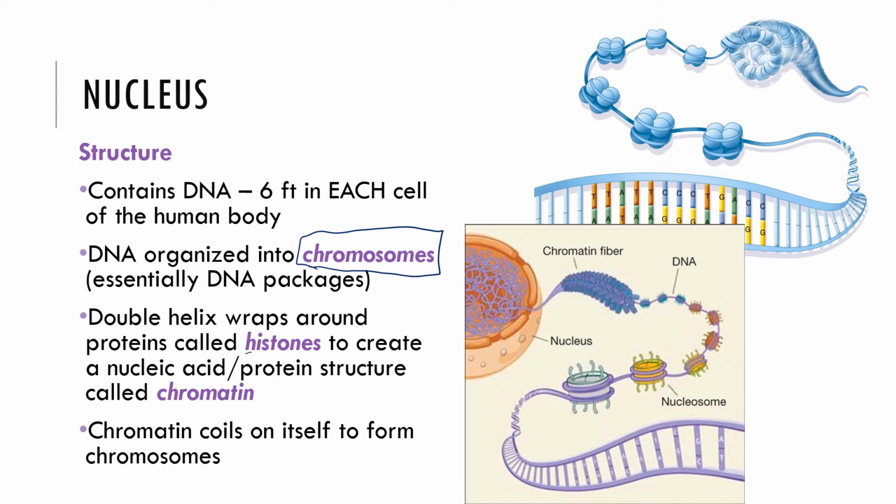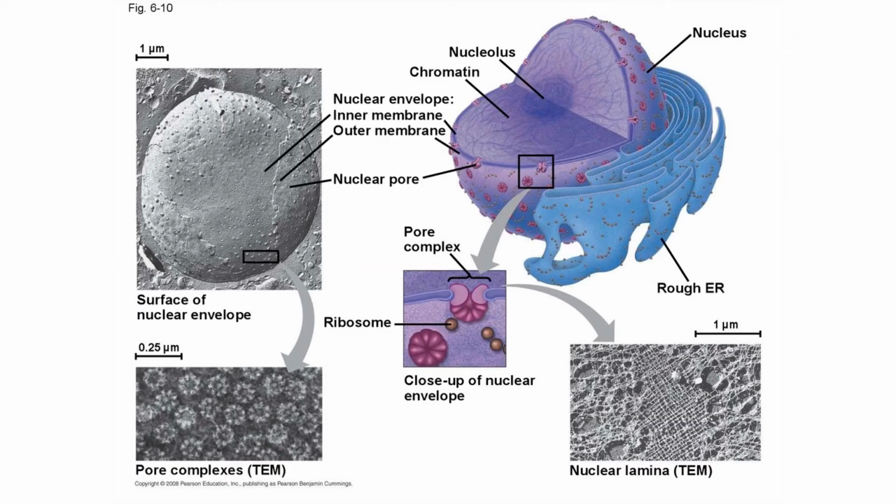So the proteins that it wraps around are called histones. And when the DNA wraps around them and forms a complex or a mixture of DNA and protein, we call it chromatin. The full coiled structure is called the chromosome. We're going to go into that a little bit more in depth when we get into our DNA unit.